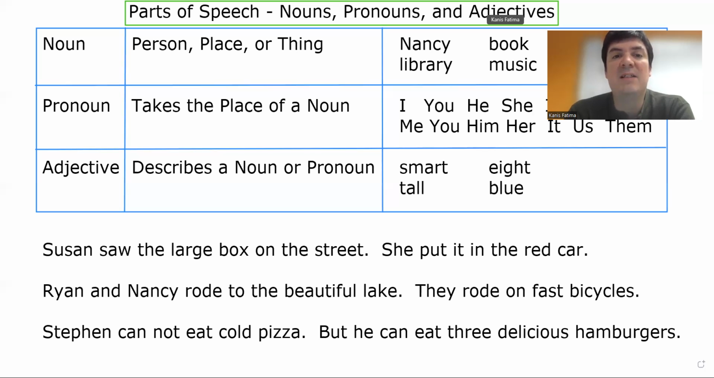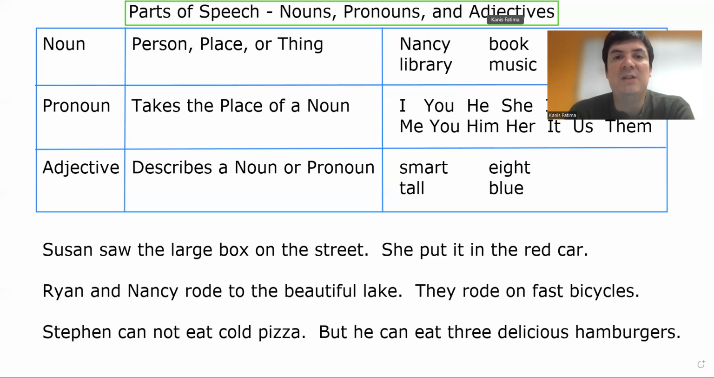The next part of speech we're going to talk about are pronouns. Pronouns take the place of a noun. So these are examples of some common pronouns. I, you, he, she, it, they, we, me, you, him, her, it, us, and them. Again, pronouns take the place of a noun.